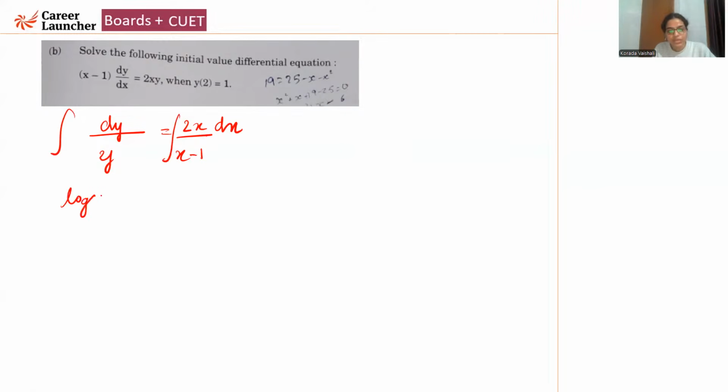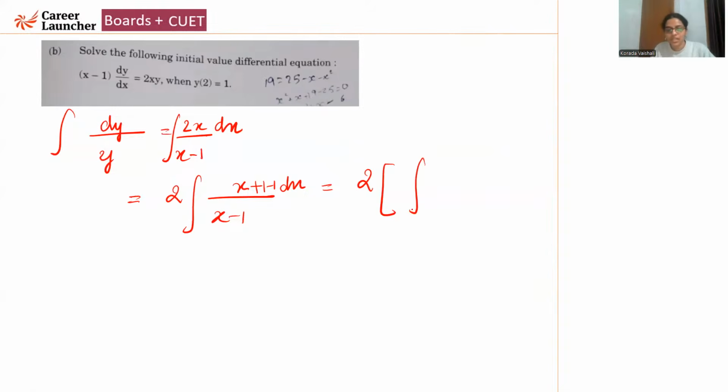So this is going to be log of y and this is equal to, let's first of all take this 2 outside. So this is going to be x divided by x minus 1 dx. Now what you can do is add 1, subtract 1. So let's split the integral also. तो यहाँ पे मैं एक साथ combine कर सकती हूँ x minus 1 and x minus 1 कर दिया. So this is going to be plus of 1 divided by x minus 1.